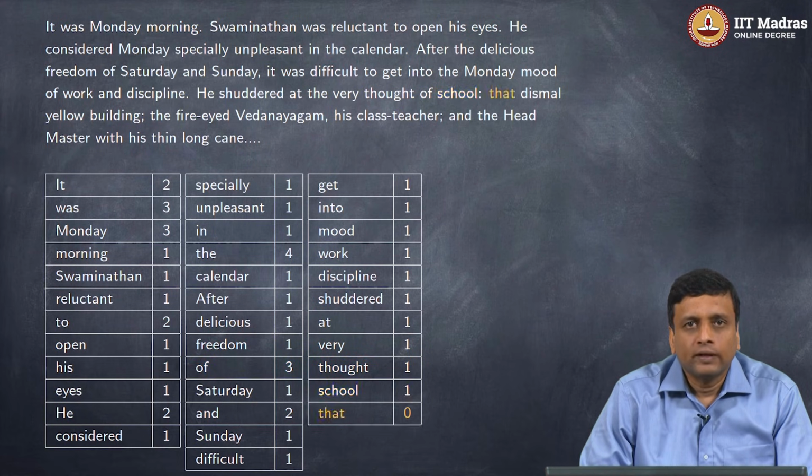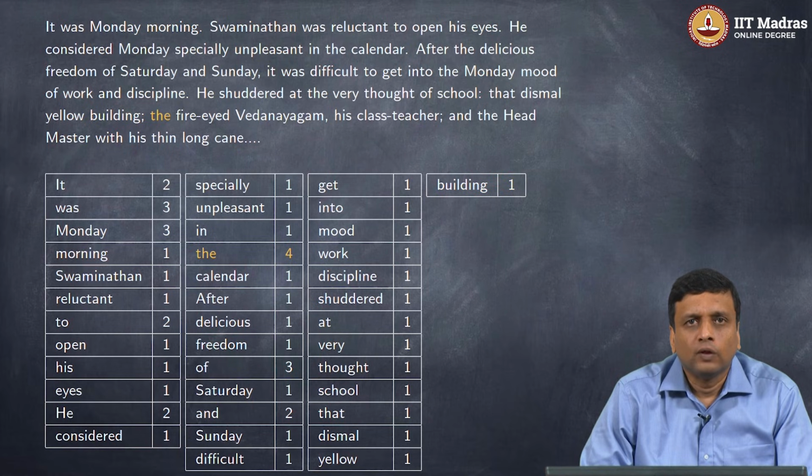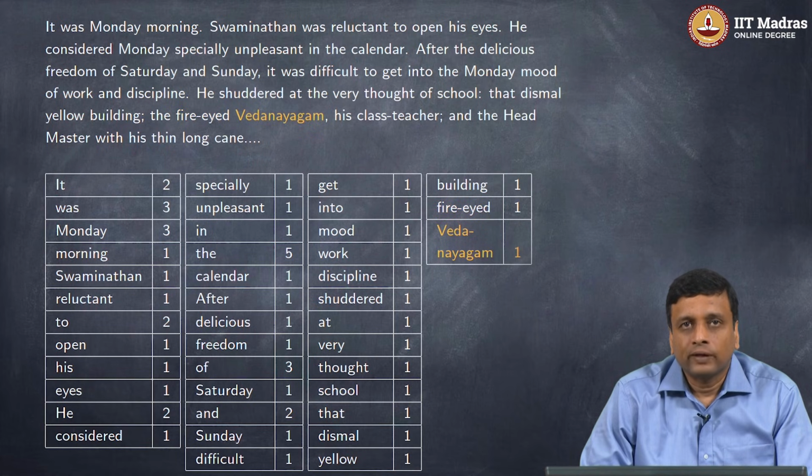School is new. That is new. Dismal is new. Yellow is new. Building is new. The is old. It goes from 4 to 5. Fire-eyed, remember we said that fire-eyed we will treat as a single word for our purposes. So, fire-eyed becomes 1. Vedanayagam is a new word, becomes 1. His we have seen before, it goes from 1 to 2. Class teacher again we are treating as a single word, though it is hyphenated. So, it goes from 0 to 1 and now goes to 3.